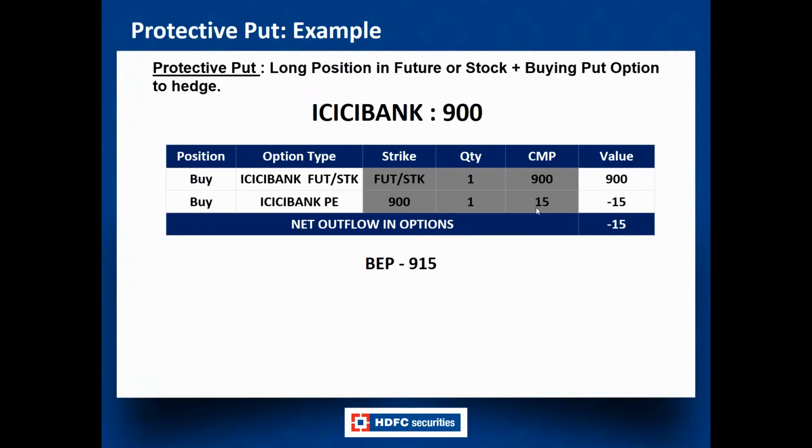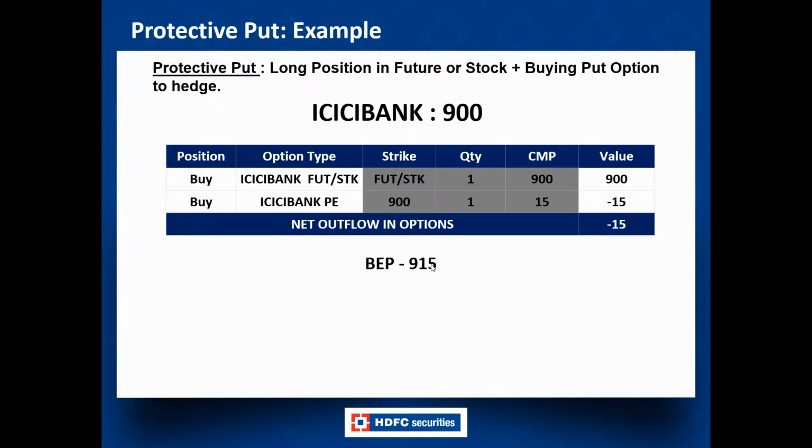Since you have incurred 15 rupees as a cost, you will add it to the price of your futures or stock position which you are holding at 900 rupees. You will add this hedging cost to the price at which you bought the future. So 900 plus 15, that is 915, is your break-even point. Once ICICI Bank starts moving above 915, your profit is unlimited.